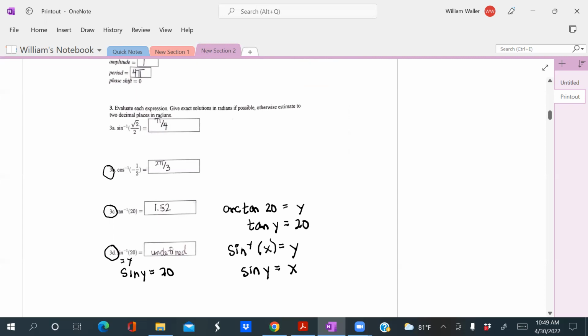And you'll get the result, which turns out to be approximately 1.52 in radians. So try to give your answer in radians, that's what the instructions say. So make sure your calculator is in radian mode. So apparently the tangent of 1.52 radians, if you compute that with your calculator, is going to be approximately, probably not exactly, 20. So 1.52 is an estimate to 2 decimal places.